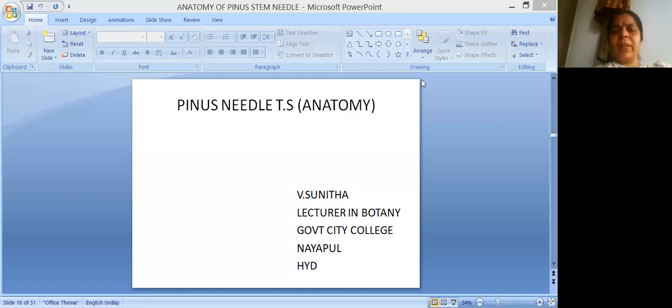Good morning, everyone. Today's topic is the anatomy of the pinus needle. What is a needle actually? The needle is nothing but leaves modified into a needle-like structure in pinus.